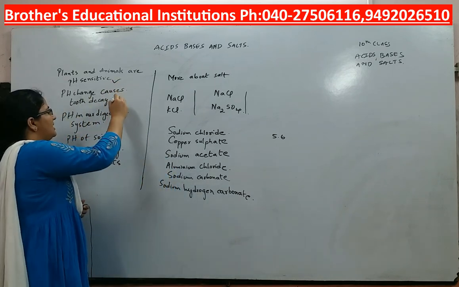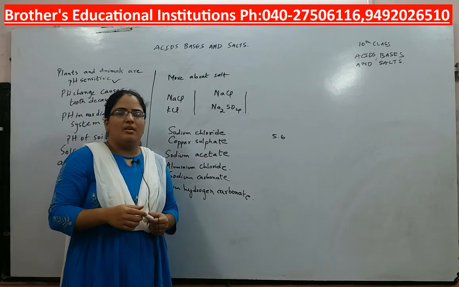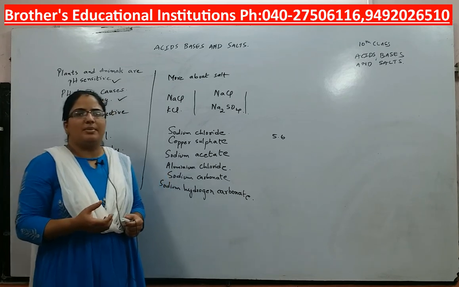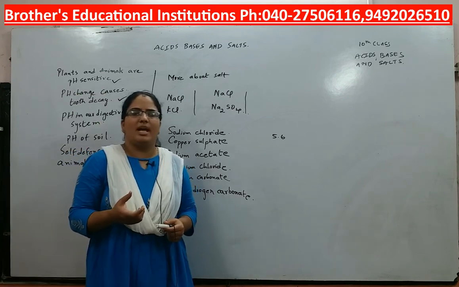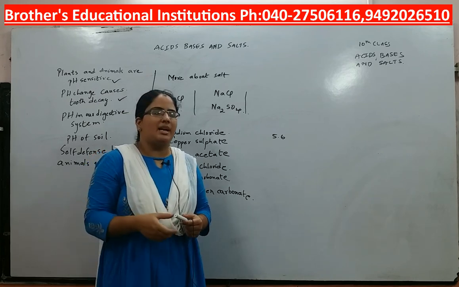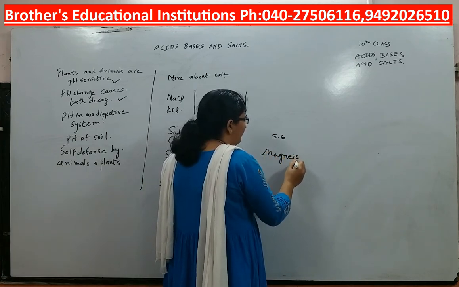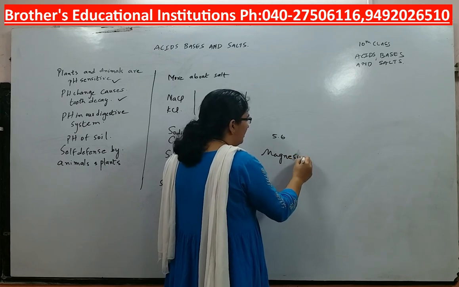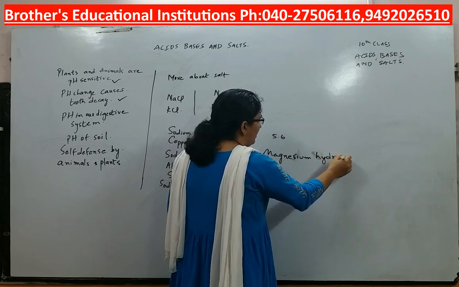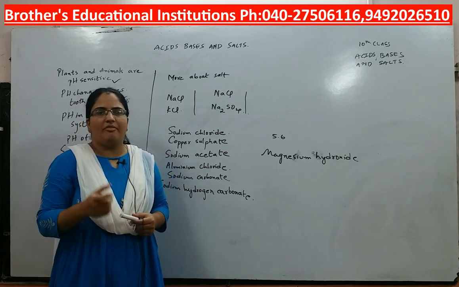Next, we have pH in our digestive system. Hydrochloric acid is secreted in our stomach. Sometimes, during indigestion, more hydrochloric acid is released in our stomach, because of which we get pain or irritation. So we take an antacid, which generally contains magnesium hydroxide, which is also called milk of magnesia.